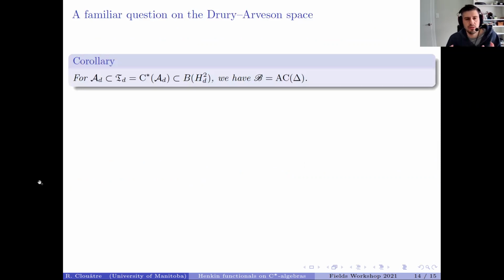Okay, so if you just reformulate the main result in this concrete case, then because we have an analytic triple and because we have a left band here, we get a very clean statement. For the Drury-Arveson triple, you do have this description of the set of functionals that restrict to be Henkin. It is equal to the set AC of delta.